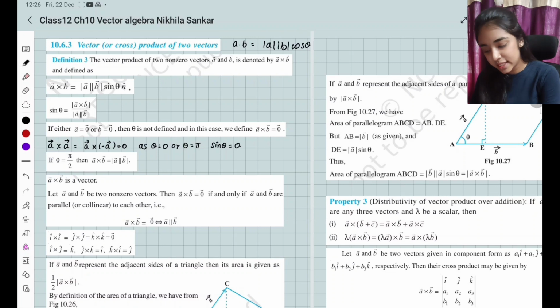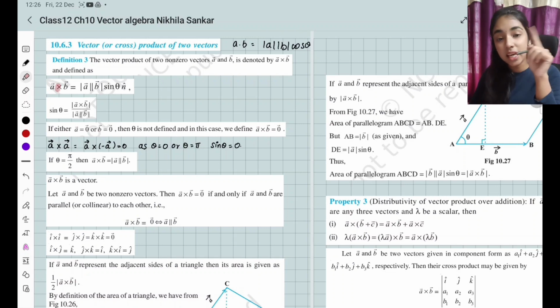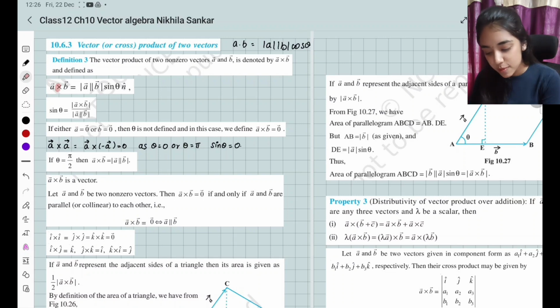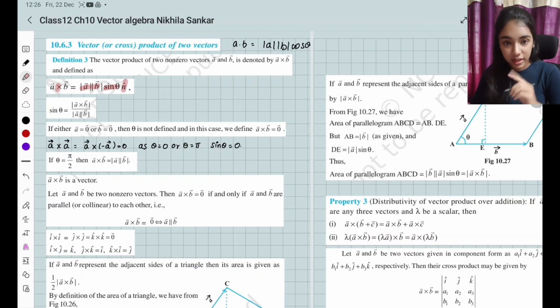So, அதே மாதிரி இந்த இடத்துல என்ன இருக்க போகுது? A cross B. So, இந்த symbol வந்து into கிடையாது. We say it as A cross B. A cross B equals magnitude of A, magnitude of B times sin theta. அங்க எப்படி cos theta பார்த்தோமோ, இங்க sin theta times n cap.